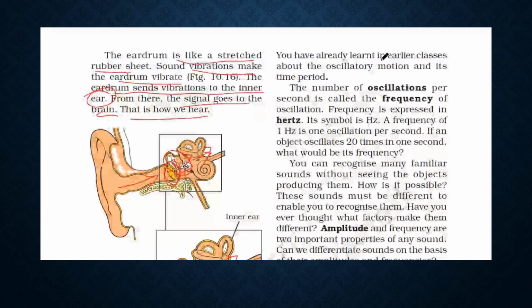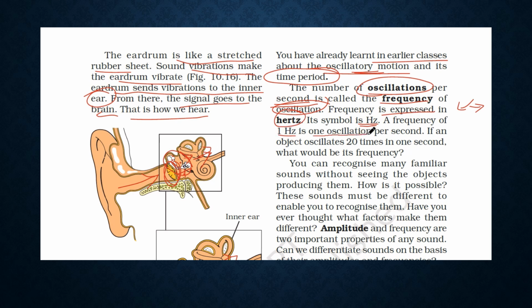Now you have already learned in earlier classes about the oscillatory motion and its time period. The number of oscillations which happen per second is called the frequency of oscillation. Just make it clear: the number of oscillations in a second is called the frequency of oscillation, and it is expressed in hertz. Its symbol is Hz, and a frequency of 1 hertz is 1 oscillation per second.